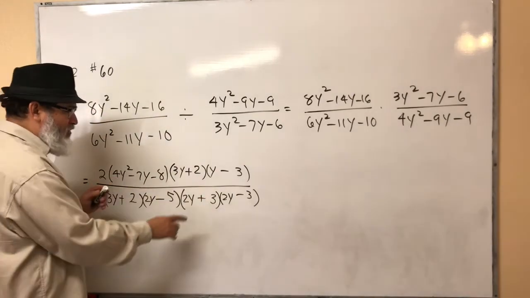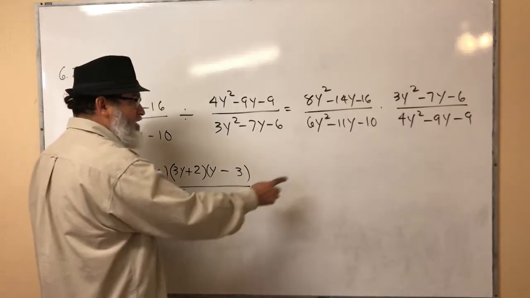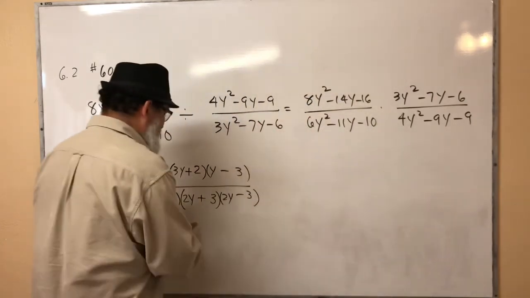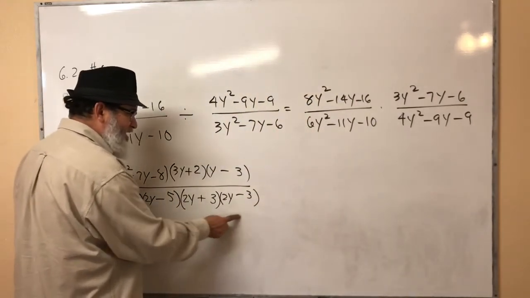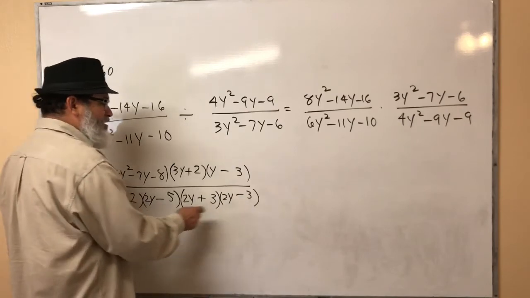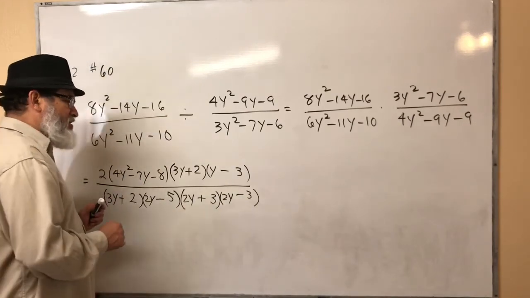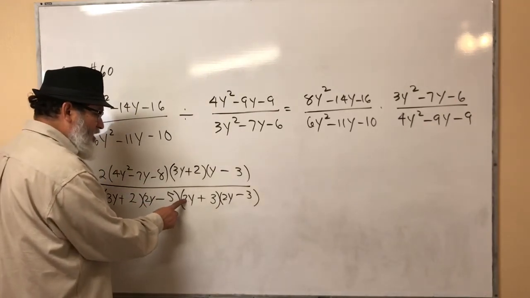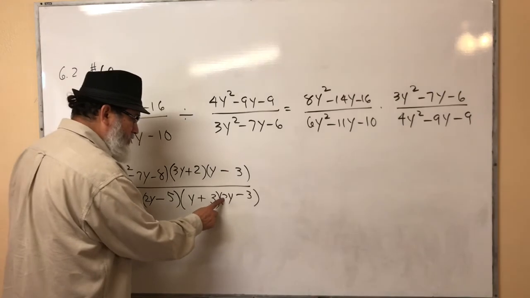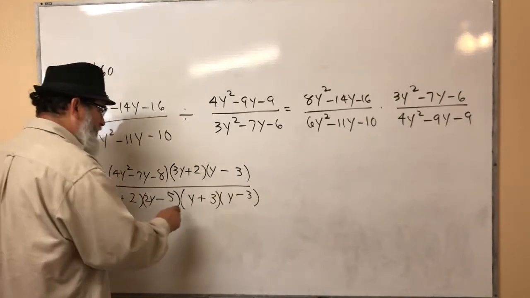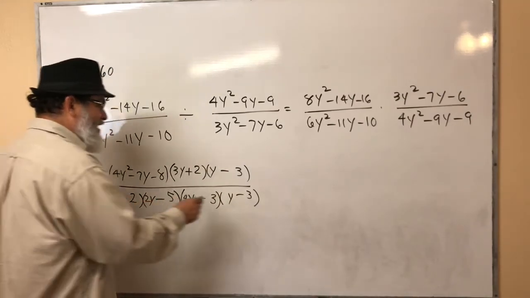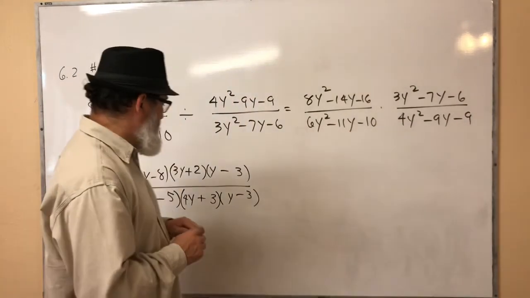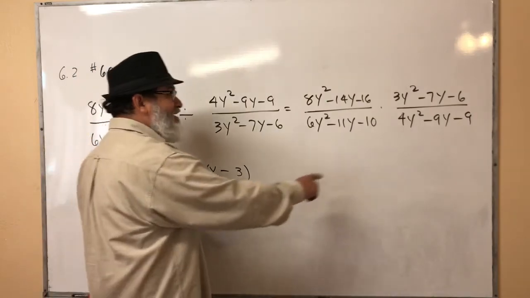This combination is not going to work because look, 2y times 2y is 4y squared. 3 times negative 3 is negative 9. But look at outer. What's outer? Negative 6y. What's inner? Positive 6y. They cancel each other. So this can't possibly work. So let's try a different combination. I'm going to try a 4 times a y is 4y squared. A 3 times negative 3 is negative 9.